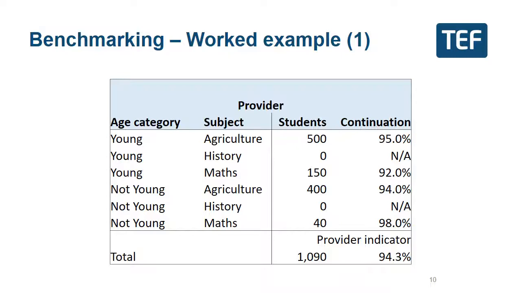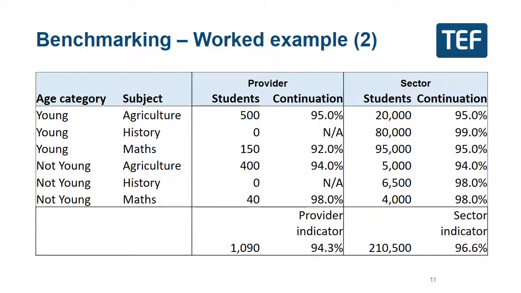So I'm going to take a couple of slides here to illustrate a worked example of how we might calculate a provider's benchmark. Here we have a very simplified example that just uses two benchmarking factors, age and subject. And for the purposes of the example, we've limited it to 2 age categories and 3 subjects, agriculture, history and maths. So this table presents a fictional provider that has 1,090 students, and the table shows how many of each type of student they have and what the actual continuation rate for each group of students was. Overall, this provider has a continuation indicator of 94.3%.